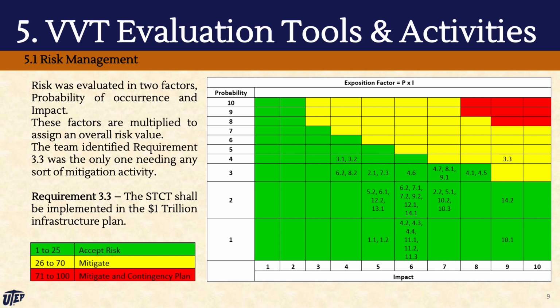From 1 to 25, we have decided to accept the risk. From 26 to 70, we have decided to mitigate. Over 70, we have decided to mitigate and have a contingency plan. We have identified that only requirement 3.3 requires a mitigation plan due to the high risk score.